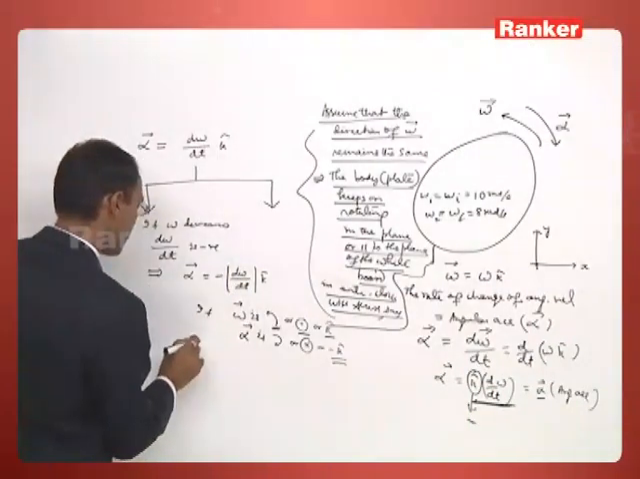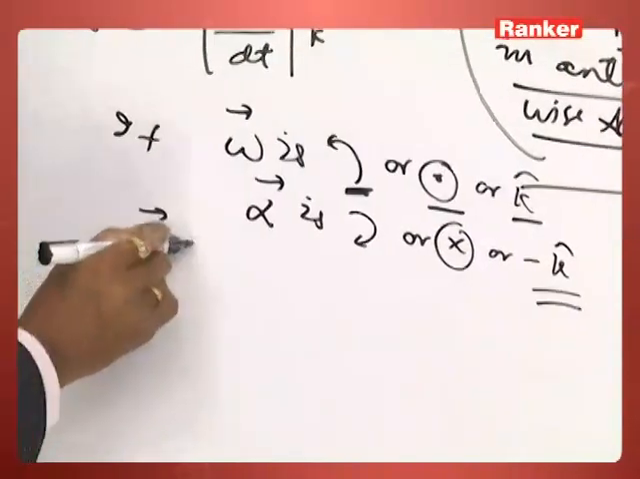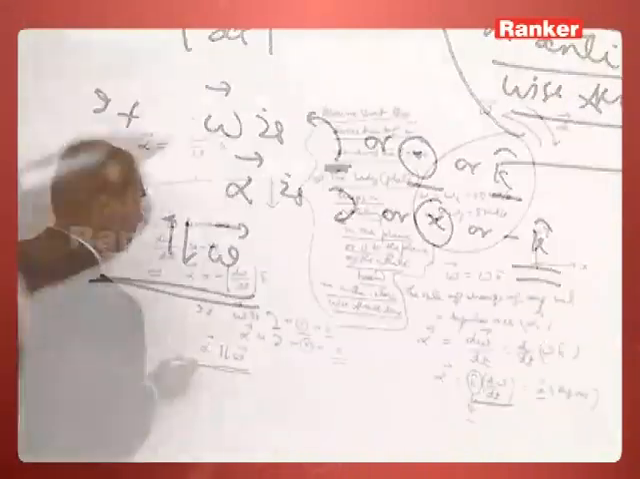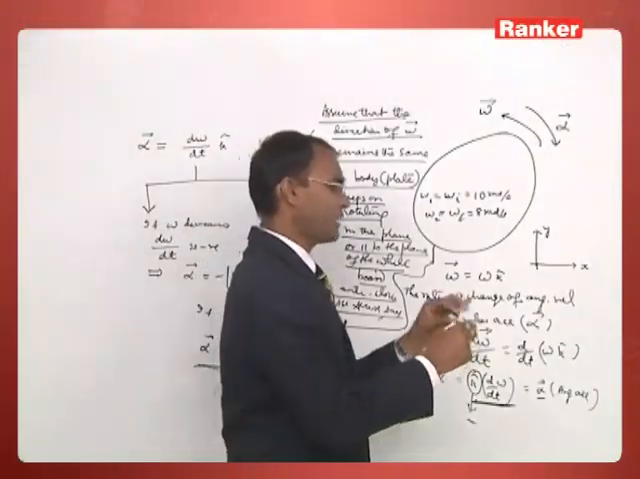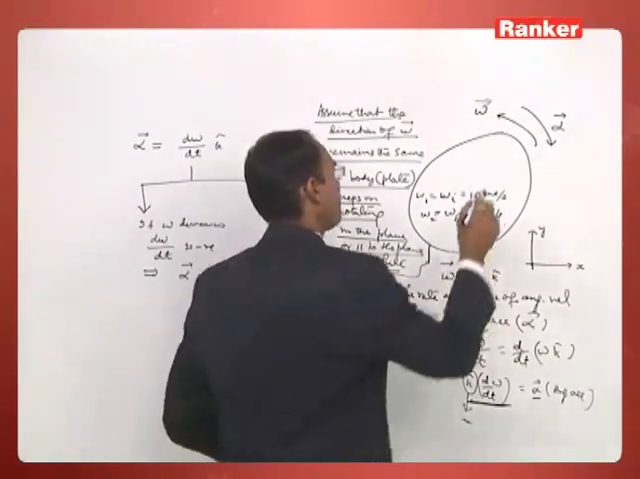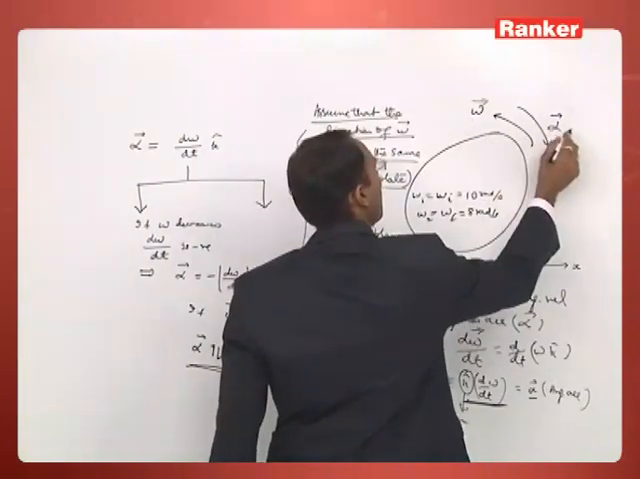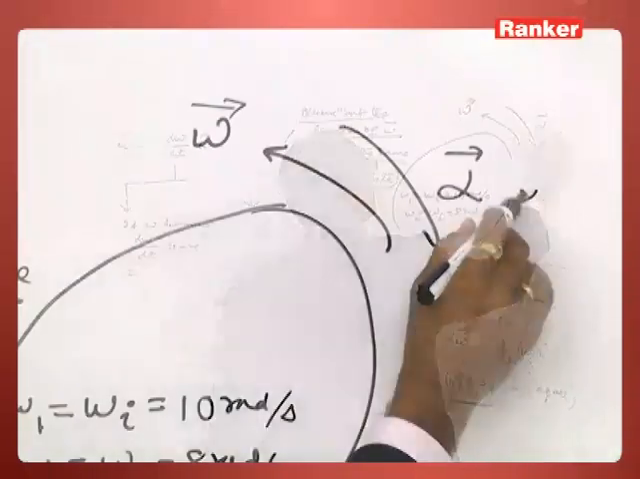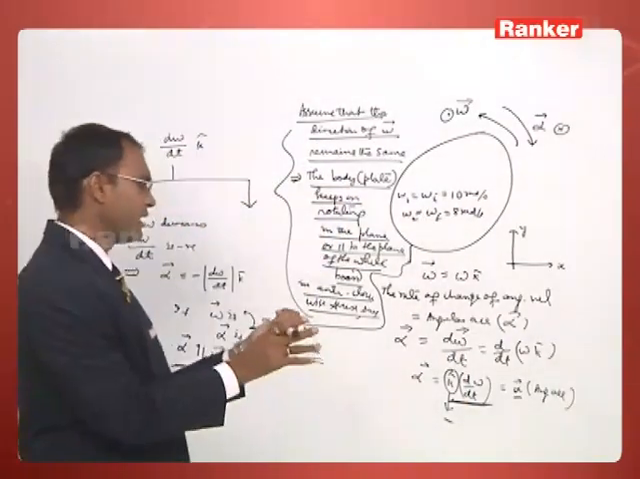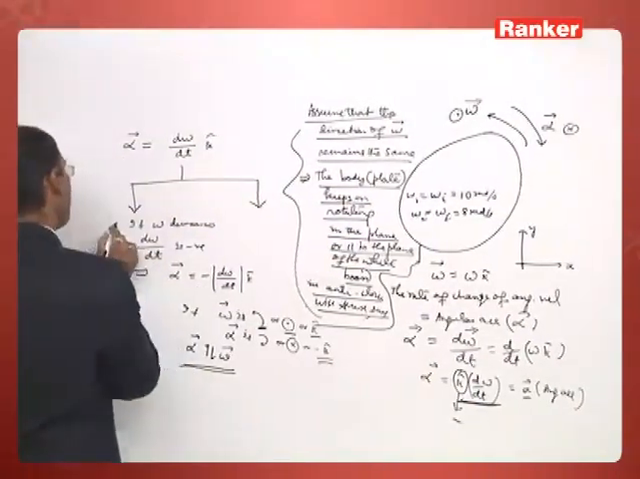This means that alpha vector is anti-parallel with omega vector. Alpha vector is in, omega vector is out. Both are anti-parallel. This is one case, case A.